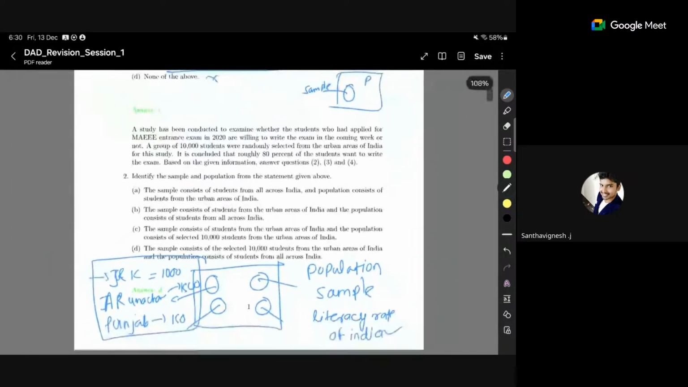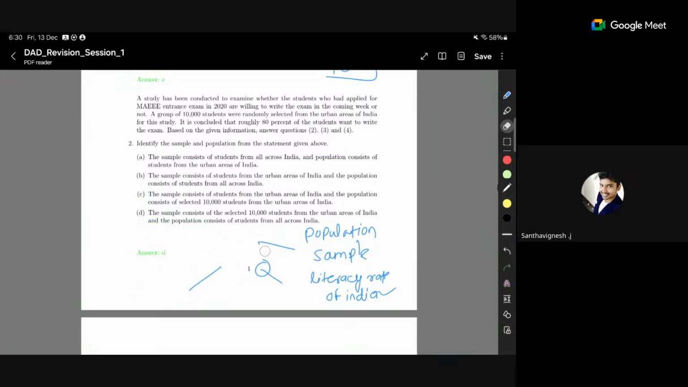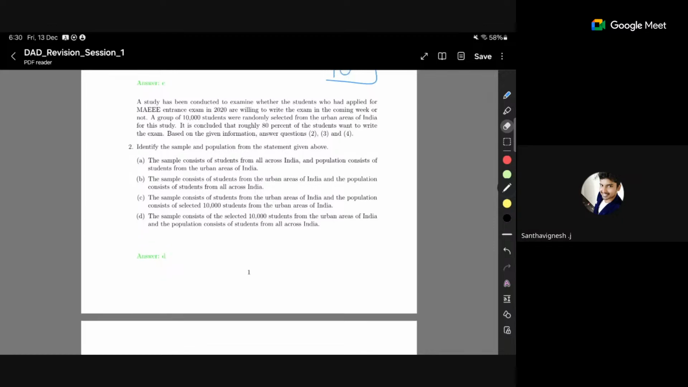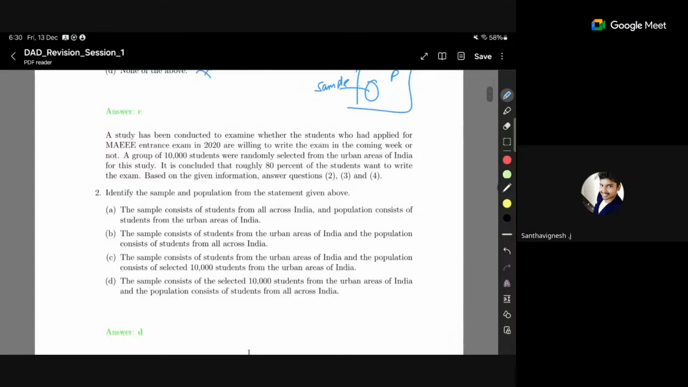Now let's see this question. Let's say a study has been conducted to examine whether the students who had applied for this exam in 2020 are willing to write the exam in the coming week or not. So the exam is about to be in the next week, or in the coming few weeks. So they wanted to take a survey. A group of 10,000 students were randomly selected from urban areas of India for the study. It is concluded that roughly 80% of the students want to write the exam based on the given information.